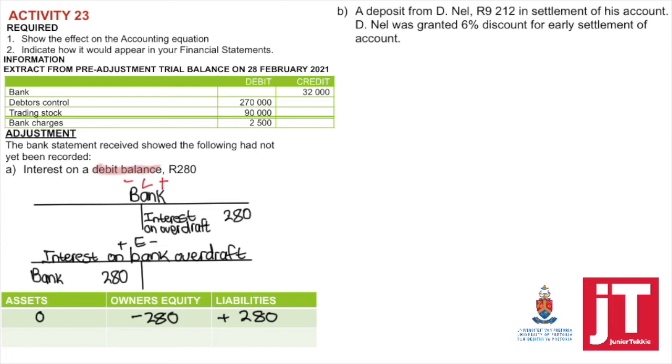Adjustment B, a deposit from D. Nell, 9,212 in settlement of his account. D. Nell was granted 6% discount for early settlement of account.